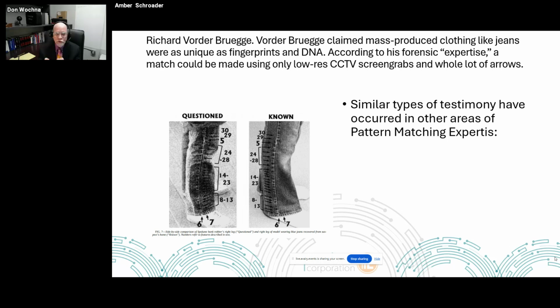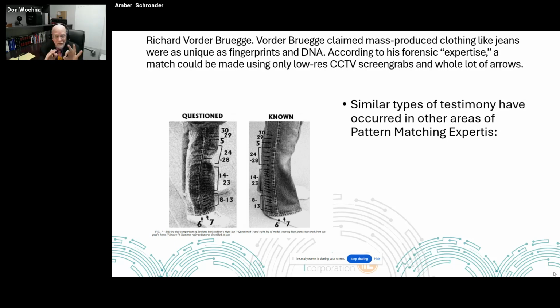Pattern matching is an area of expertise where someone testifies, as we're seeing here in this slide, that I can look at a video of a set of jeans that are on a video of a bank robber, and I can zoom in and I can look at the seam and I can look at the wrinkles and I can look at how it's dyed and faded, and then I can compare that to a set of jeans retrieved from a suspect's home.